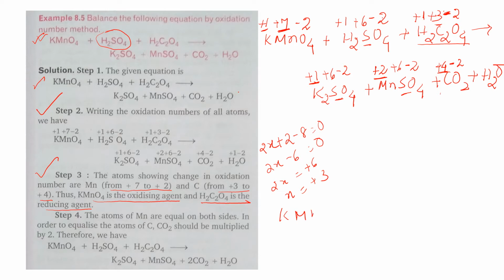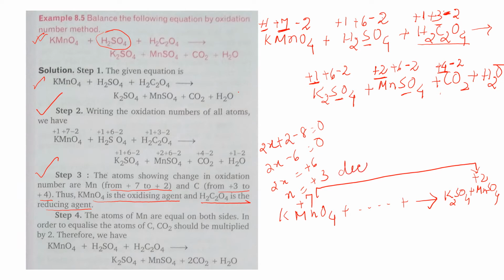See, KMnO4, I'm just showing for KMnO4 and everything, and the rest of the thing you will write, and on the right hand side you are having K2SO4 plus MnSO4. Okay, now MnSO4 is +2, so you write down this one like this. It is a decrease in oxidation number. So you write here decrease in oxidation number, and you know that decrease in oxidation number means it is reduction.